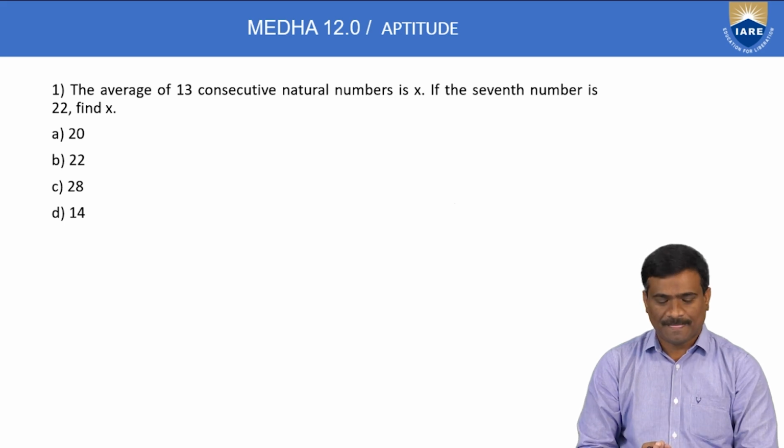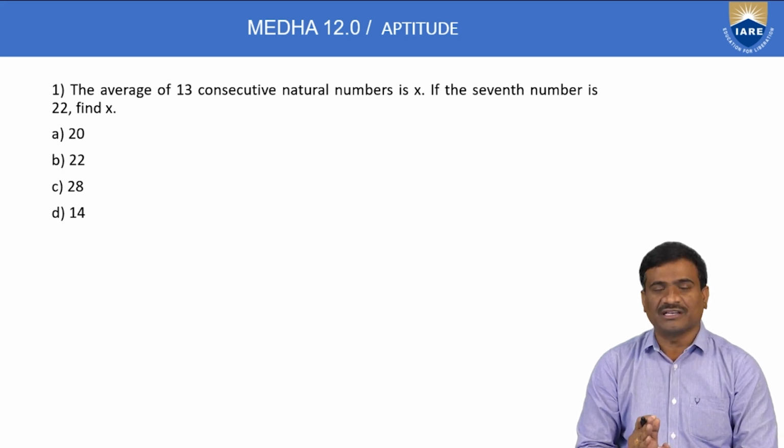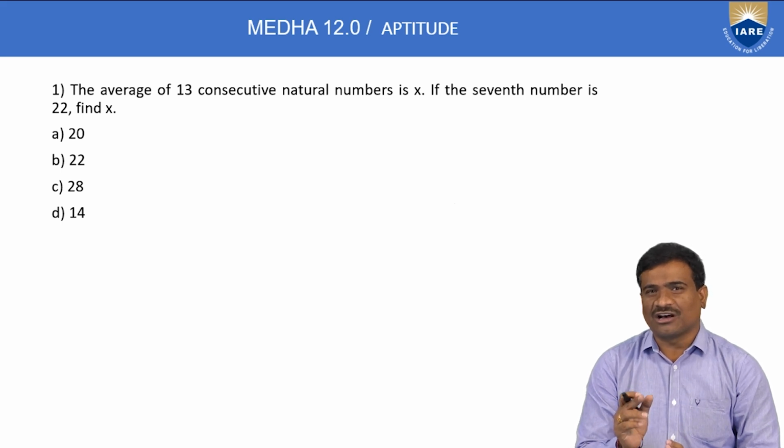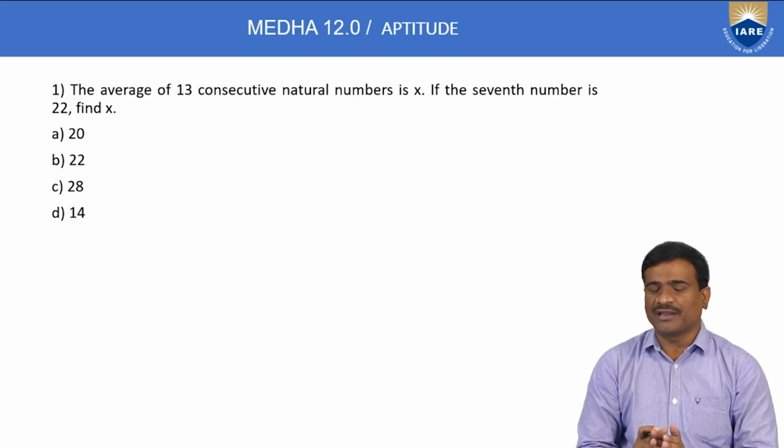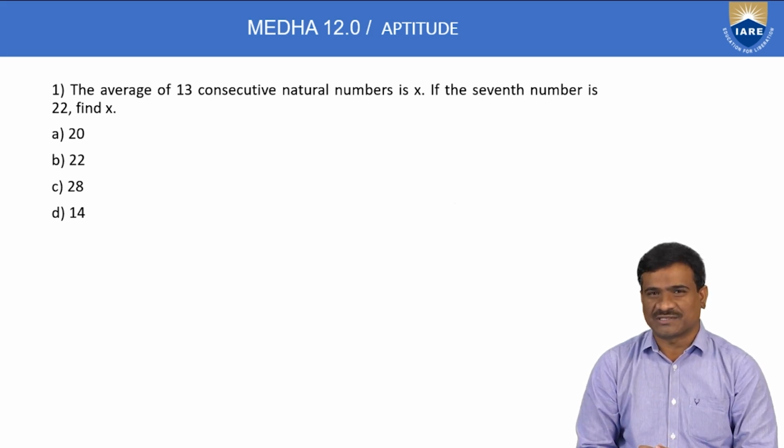First question: the average of 13 consecutive natural numbers is x. If the seventh number is 22, find x. Average method: sum of n observations divided by n, the number of observations. Application of average concept.